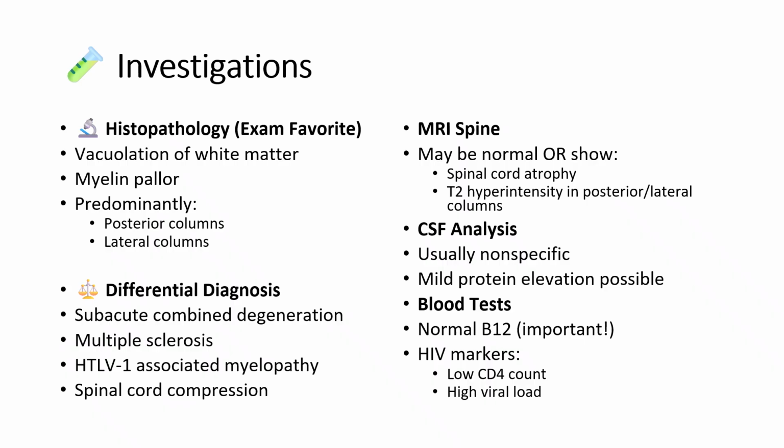Histopathology shows vacuolation of the white matter, myelin pallor, predominantly the posterior column and the lateral column. Differential diagnoses are subacute combined degeneration, multiple sclerosis, HTLV-1 associated myelopathy, and spinal cord compression. MRI spine may be normal or may show spinal cord atrophy, T2 hyperintensity in the posterior or lateral column.